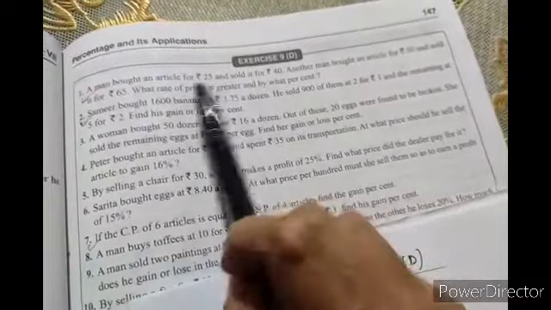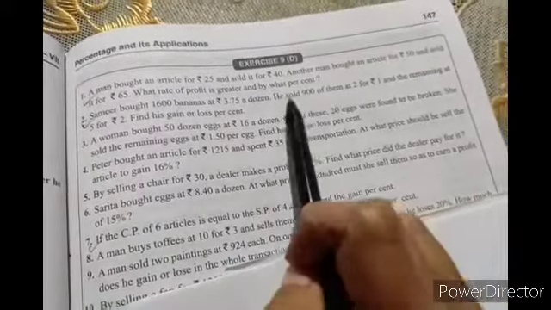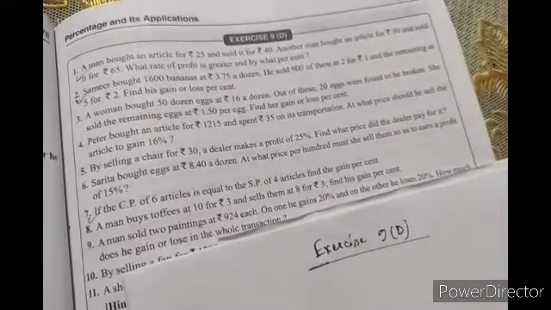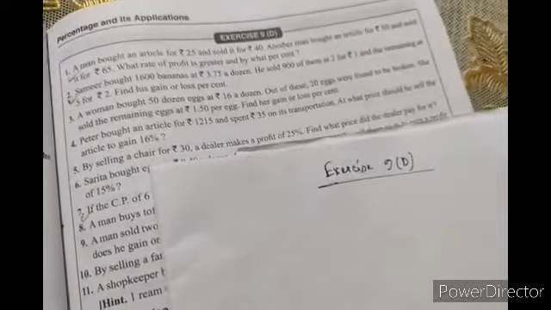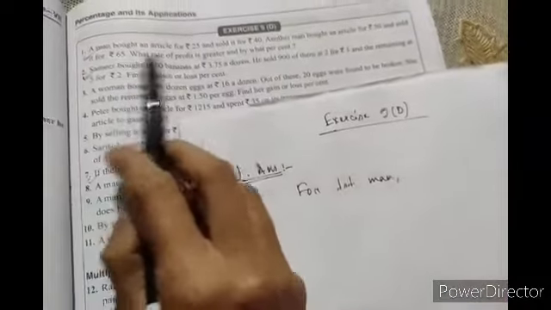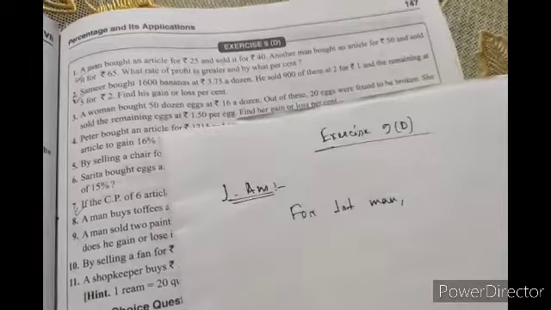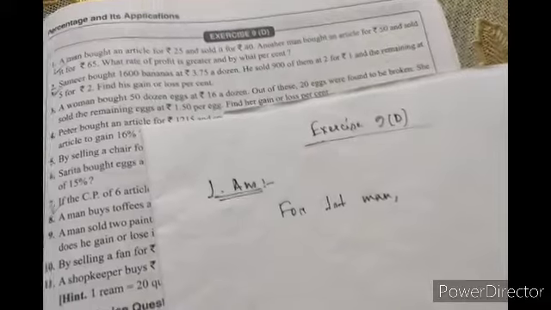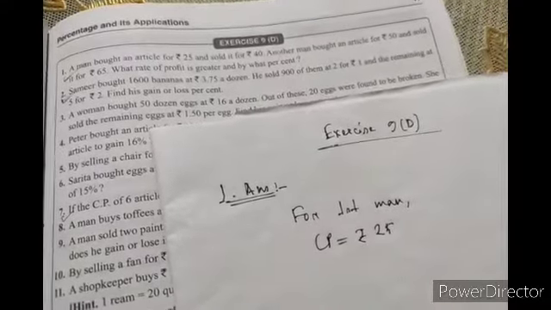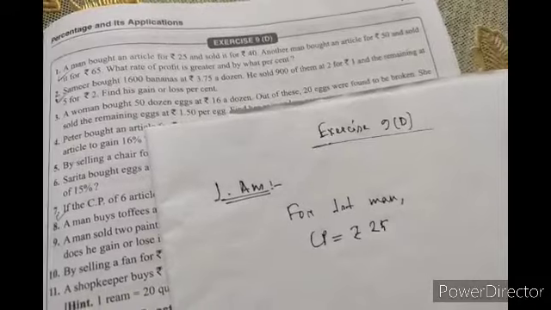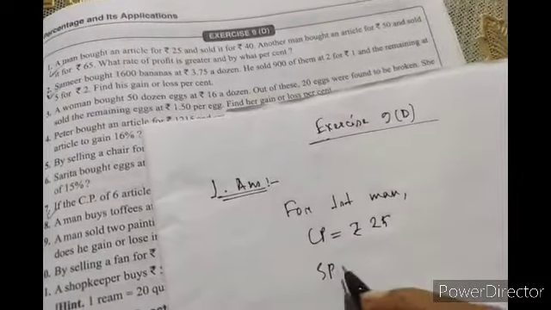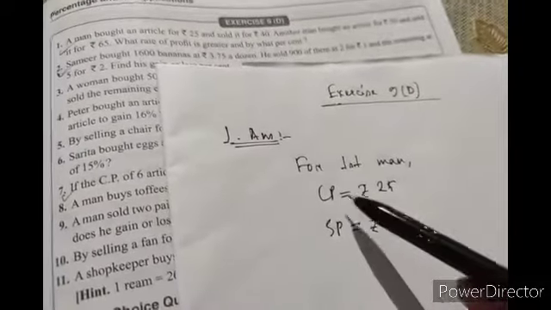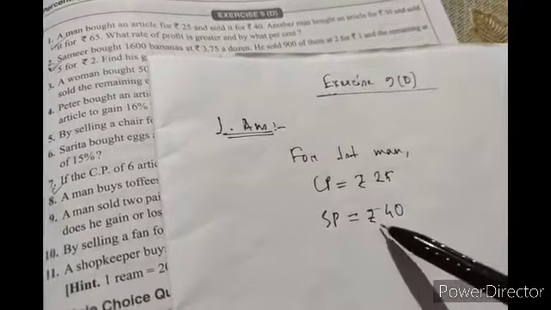So first we need to calculate profit or loss for both men separately. See here, for the first man, what is cost price? Cost price means buying price, and here cost price is rupees 25. I am writing this simply from the question. And sold it, that means selling price. So SP is rupees 40. This information is given to us in the question: CP rupees 25, SP rupees 40.